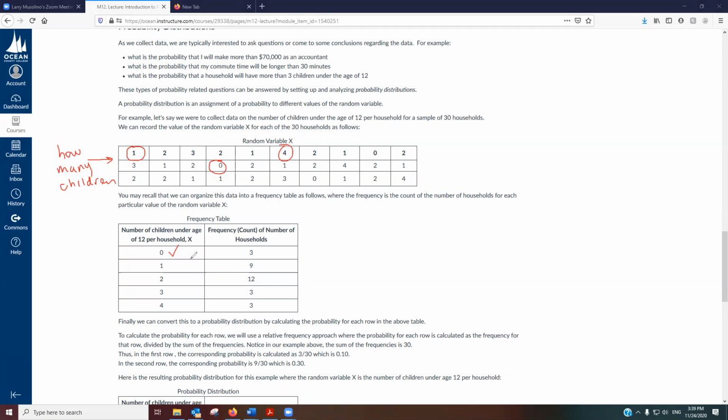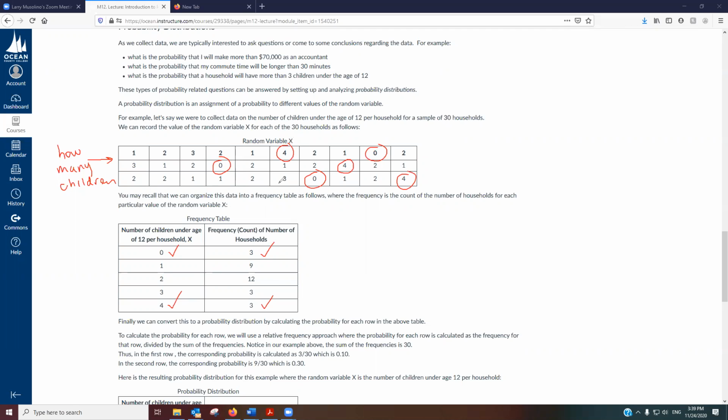How many families had 0 kids? Well, I would go to this table and count up how many zeros I see. If I count that up, here's 1, here's 2, here's 3 zeros. So I'm going to put a 3 here. How many families have 4 kids? I'm going to count that up. Here's 1 four, another 4, a third 4. So that's the frequency. The frequency is just a count of how many households had that particular number of kids.